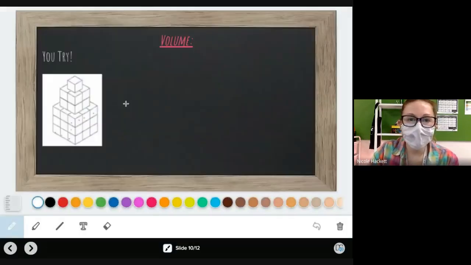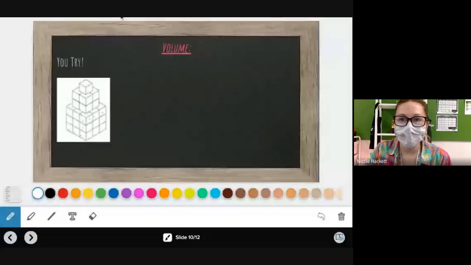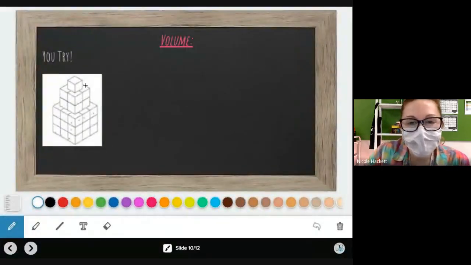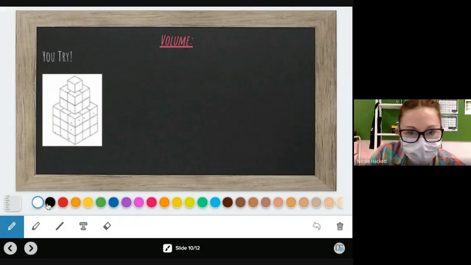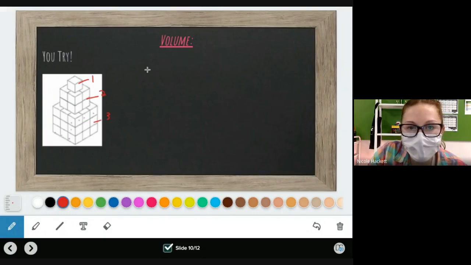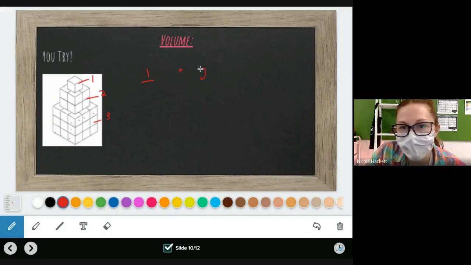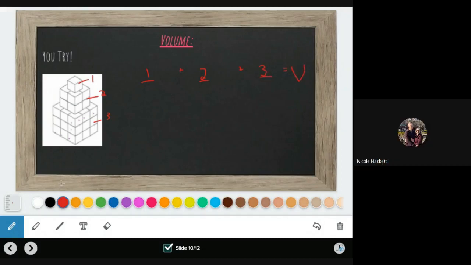All right, and this one is our last one. So we've got 3 different ones here, and we have to add them all up together. So I'm going to call this one 1, 2, and 3. So 1, plus we'll have to add it to 2, plus we'll add it to 3 to equal our total volume here.